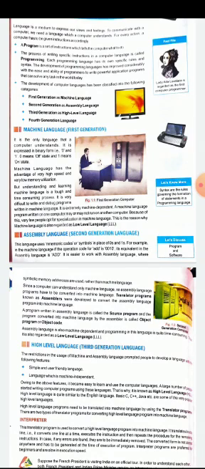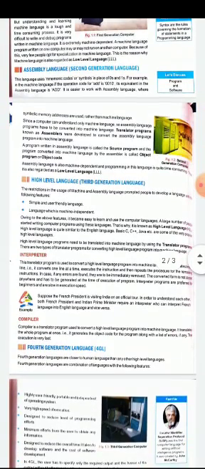Assembly language also has 2 drawbacks, that is, one is machine dependent and it takes a lot of time for writing programs. So this is also known as low level language. High level language, third generation language. High level language is developed to rectify the drawbacks of machine language and assembly language.